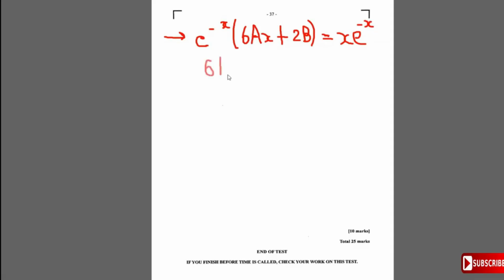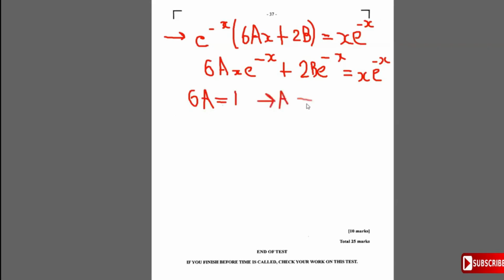This is really saying 6ax e to the minus x plus 2b e to the minus x. That's equal to x e to the minus x. So what does that mean? That means that 6a is equal to 1. So that means that a is 1 over 6. And there's no other e term over here, because this part equals this, and so 2b must equal 0, and so b equals 0.